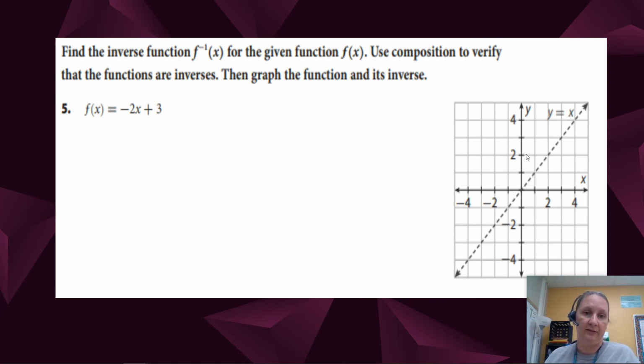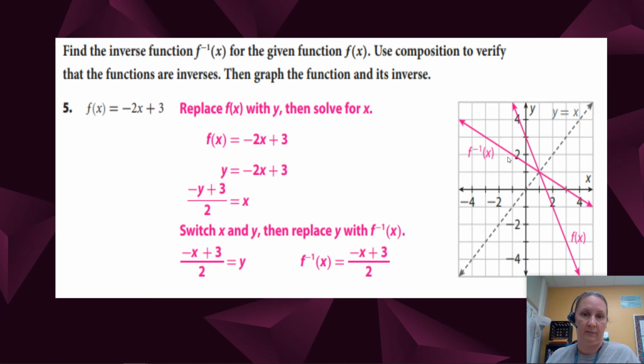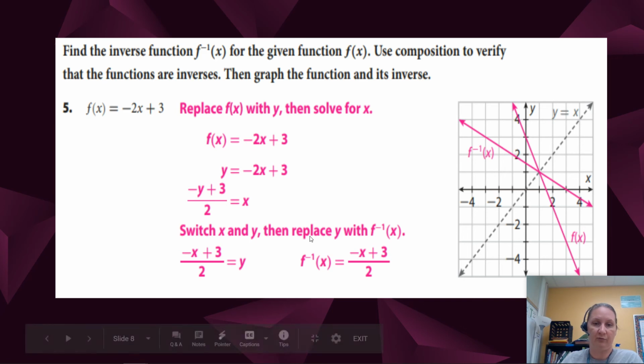Okay, so follow the steps that we went over a few minutes ago to find the inverse of this one. So if we replace f of x with y and then solve for x, we get f of x is negative 2x plus 3 becomes y equals negative 2x plus 3. They're saying solve for x, but basically the step is switch our x and y. So they actually did it afterward. So if you want to solve for x and then switch your x and y's, that's fine too.